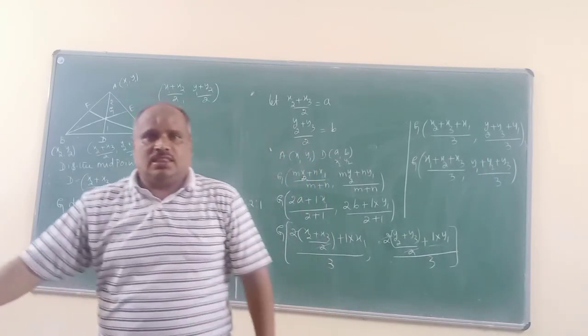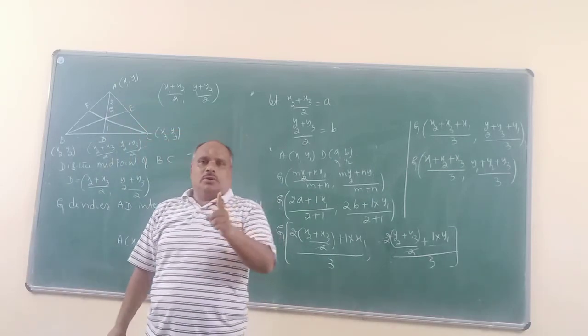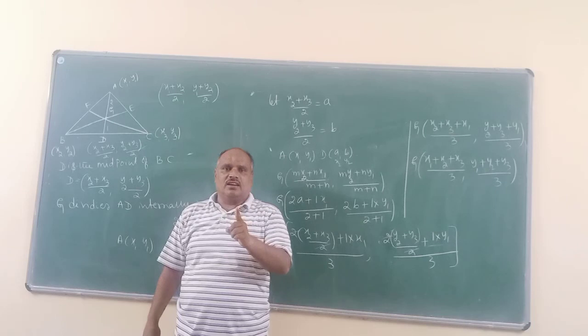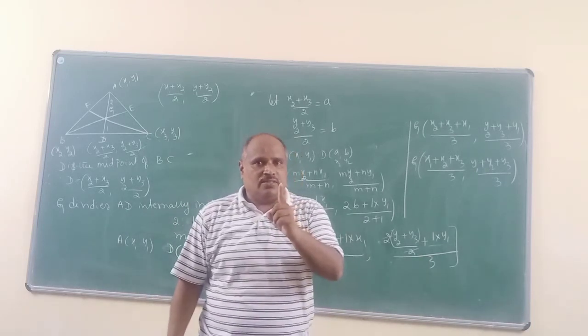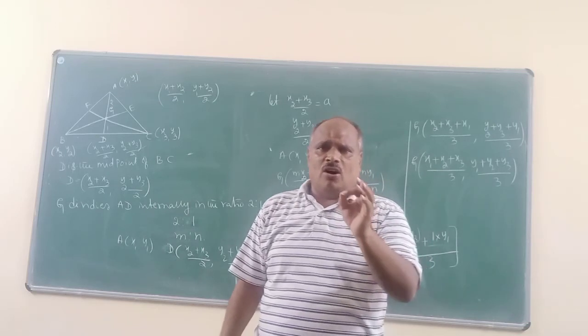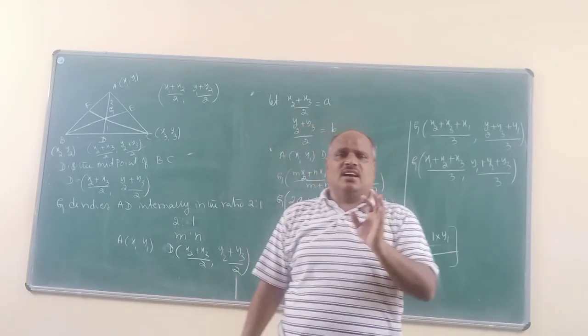You have to remember, in a right angle triangle, in an isosceles triangle and an equilateral triangle, the perpendicular is the median. Median always bisects the sides.